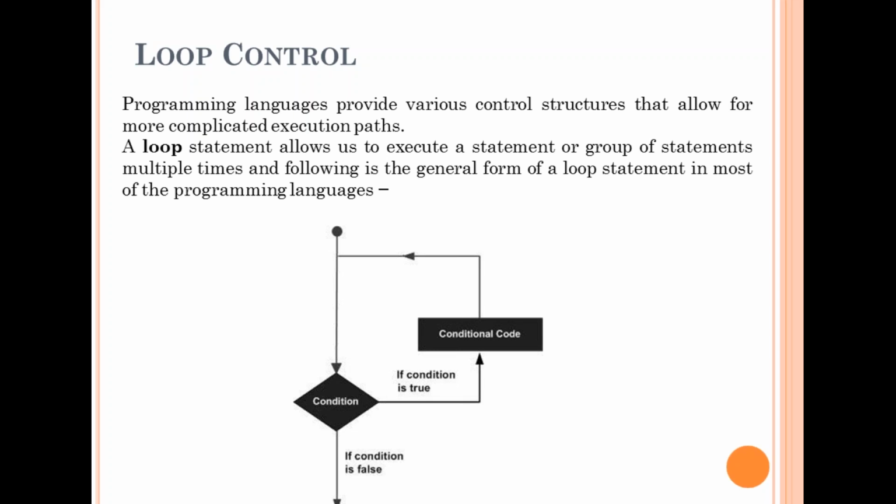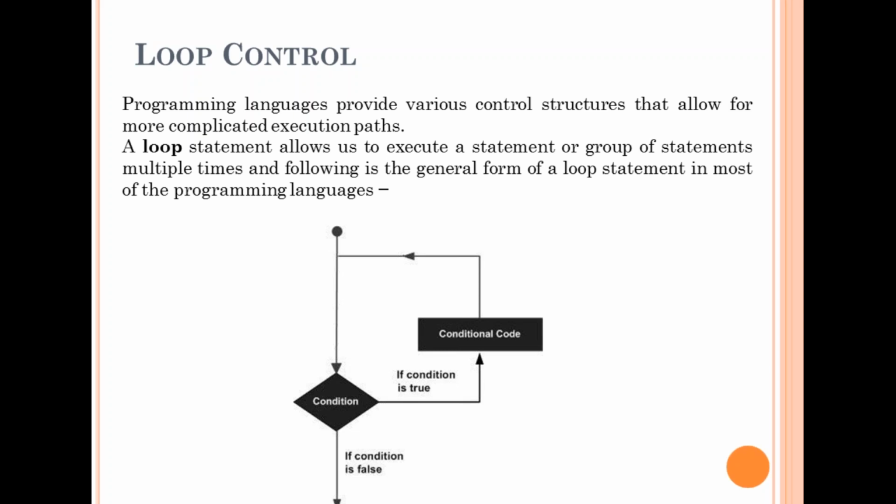Programming languages provide various control structures that allow for more complicated execution paths. A loop statement allows us to execute a statement or group of statements multiple times, and following is a general form of a loop statement in most of the programming languages. As we can see in the picture, if the condition is true, then the code is executed, and if the condition is false, it directs to another place. But if the condition is true again, the conditional code executes.